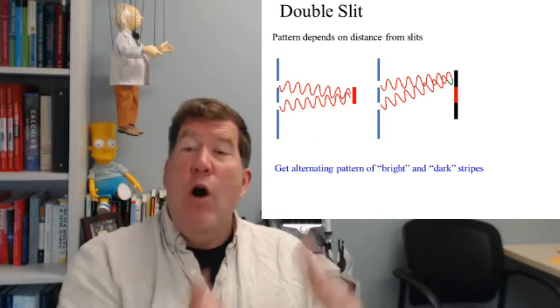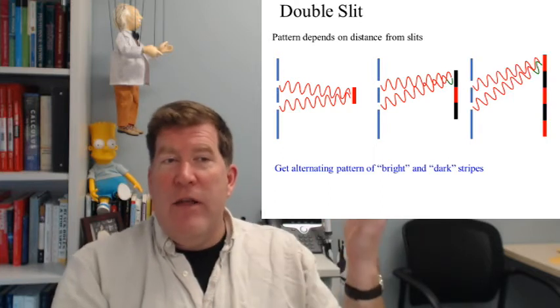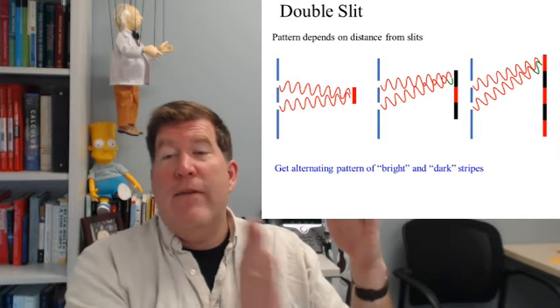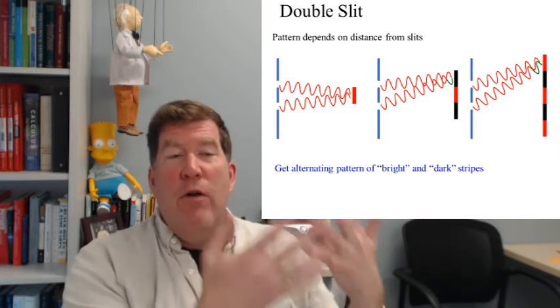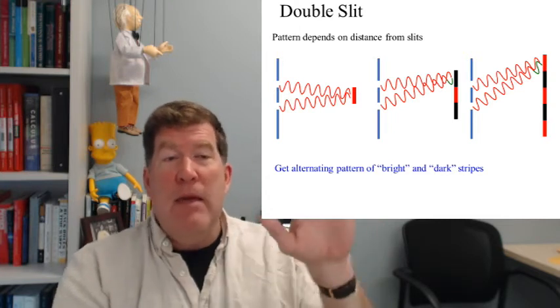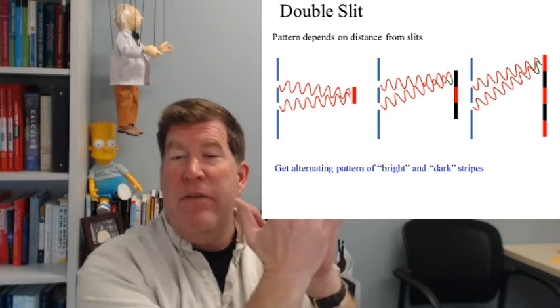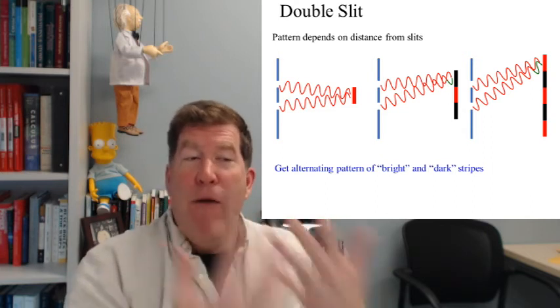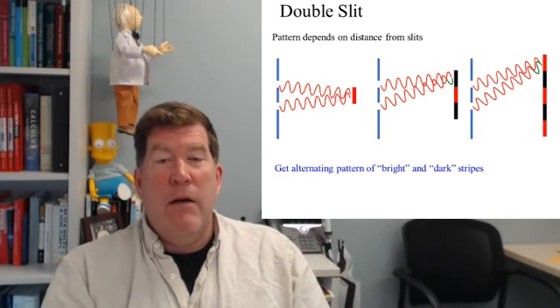Right. Now, if you go a little farther away from the center of the pattern, again, the waves from the left slit have traveled less distance than the waves from the right slit, but now the difference in distance is one full wavelength. And if you've moved one full wavelength, that means that the peaks of the one wave and the peaks of the other wave are falling on top of each other again. And you have a bright spot. You have constructive interference. You see a bright spot in the pattern.